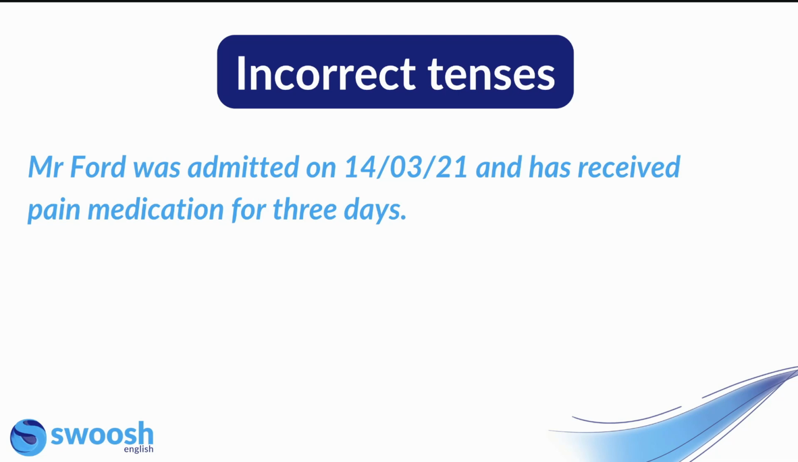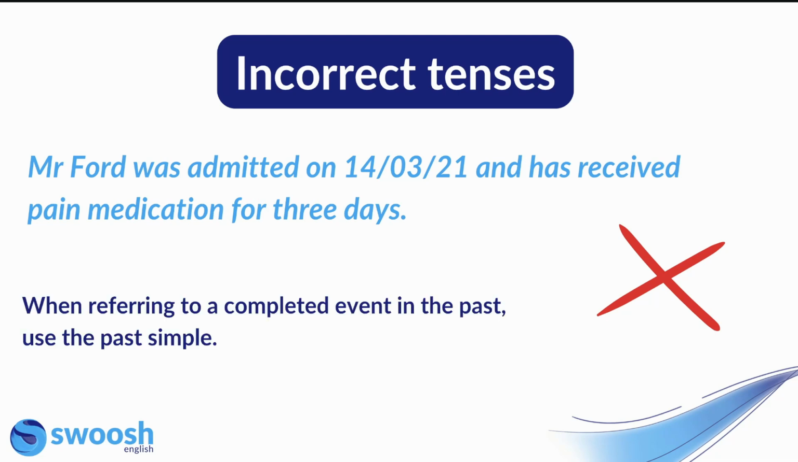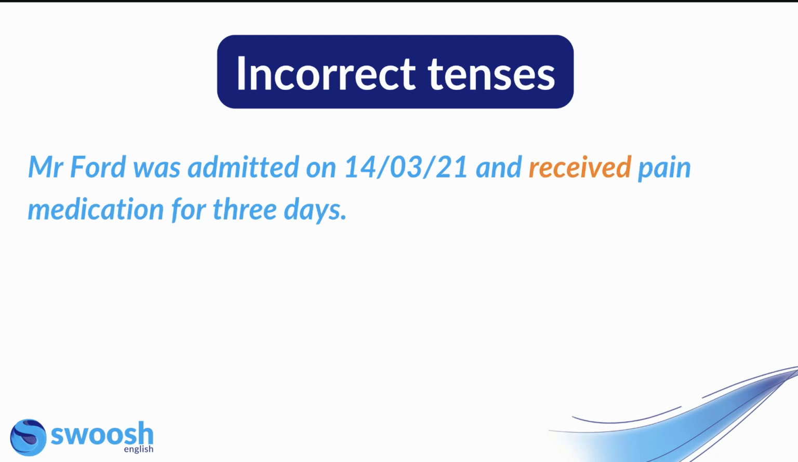However, if we look at the date there, 2021, this is a completed event that happened in the past. So this is incorrect. When you're referring to a completed event in the past, like a finished course of pain medication, you need to use the past simple. So the correct sentence would be, Mr. Ford was admitted and received pain medication for 3 days. It started and ended in the past.